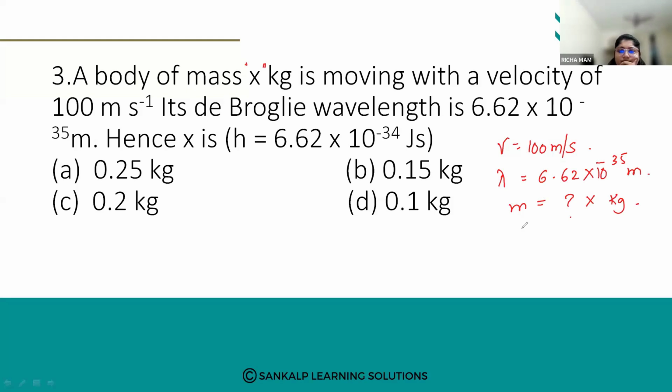And what all is given? Planck's constant is 6.62 into 10 raised to minus 34 joule second. So which is the de Broglie's equation? De Broglie's equation is lambda is equal to h by mv. Okay, this is your de Broglie's equation.